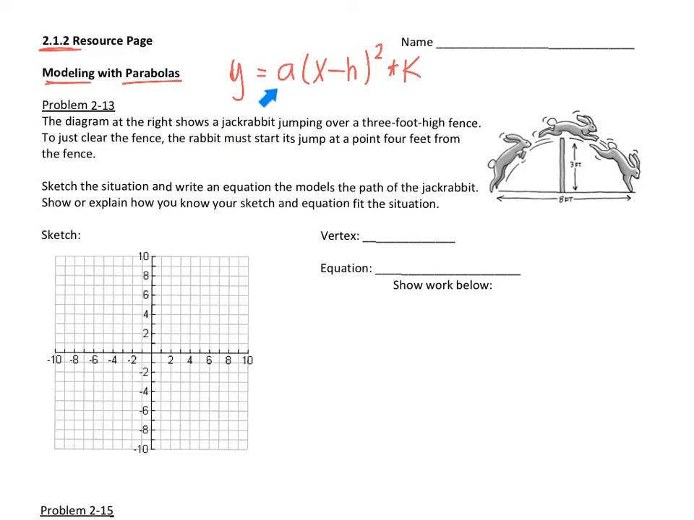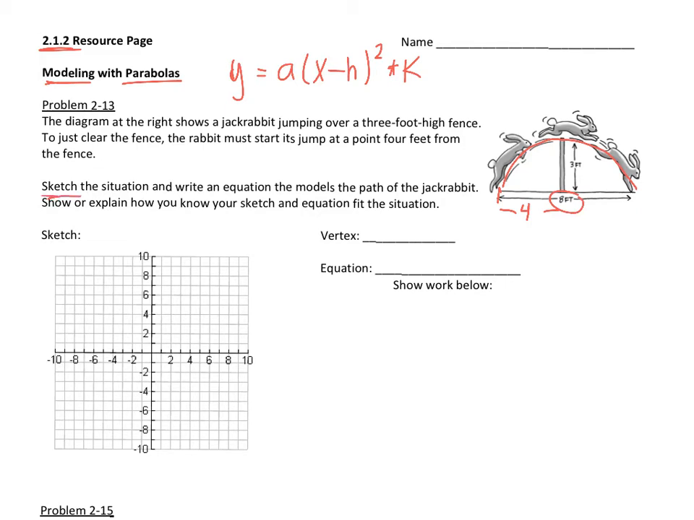All right, so we know these three parameters and what they do to a graph of a parabola. Here we're going to read through this. This diagram at the right shows a jackrabbit jumping over a 3-foot high fence. To just clear the fence, the rabbit must start its jump at a point 4 feet from the fence. So to make it over, this rabbit has to be 4 feet away from the fence, which means overall it jumps 4 feet on both sides, which is where we get this 8 feet from.